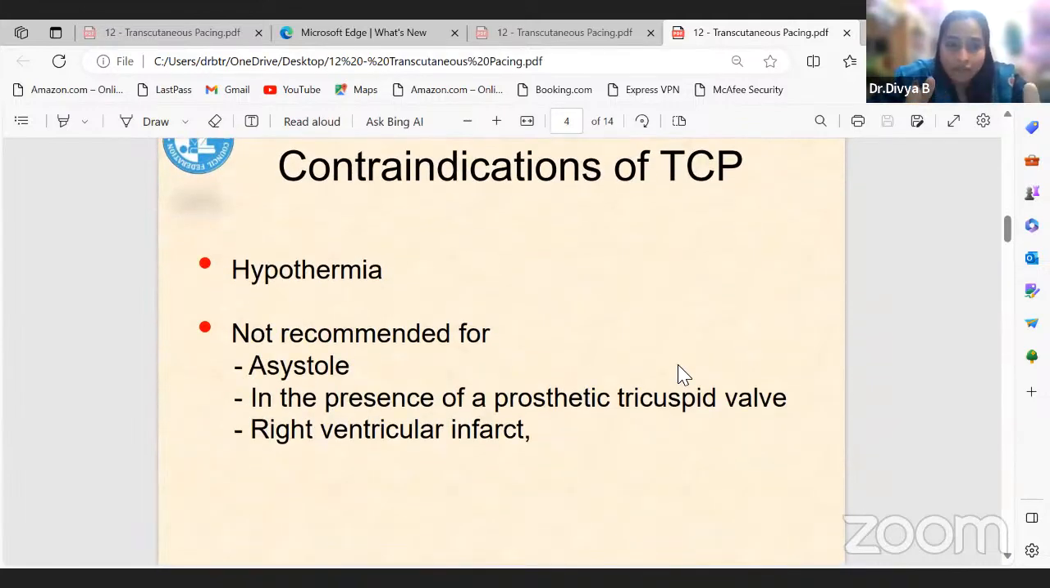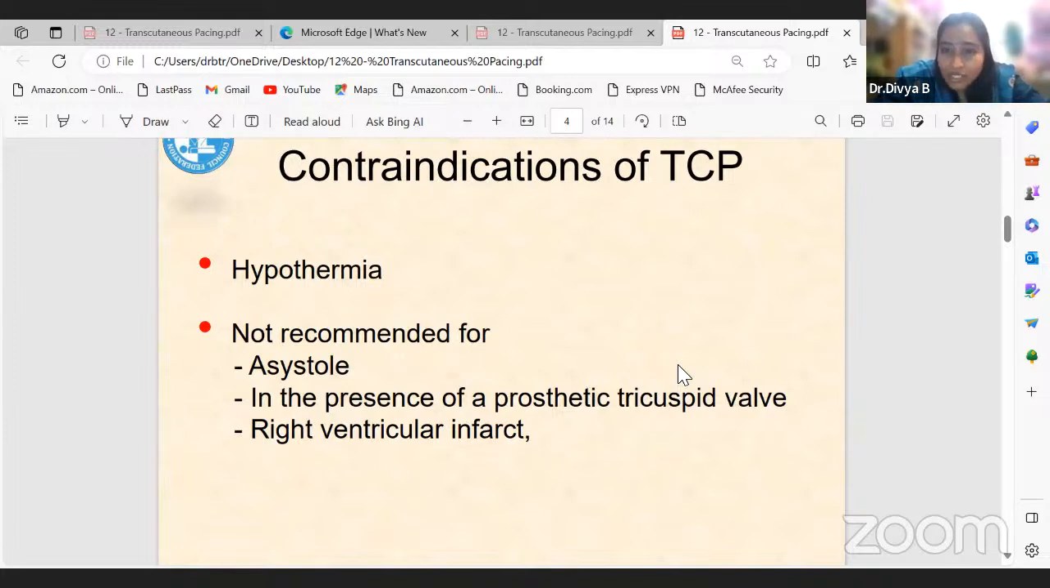Contraindications, we are all aware of it. Hypothermia. I just quickly want someone to type in the chat box why hypothermia is an absolute contraindication. And then it's not recommended for asystole. One, there is no evidence that it is effective in asystole. And the second, if there's only a defect in the conduction, you can try giving an impulse so that you can generate an output. But if there's no impulse at all in your cardiac muscle, it's totally dead. What's the point of giving an impulse? It wouldn't trigger anything, right? So it doesn't have any role in asystole.